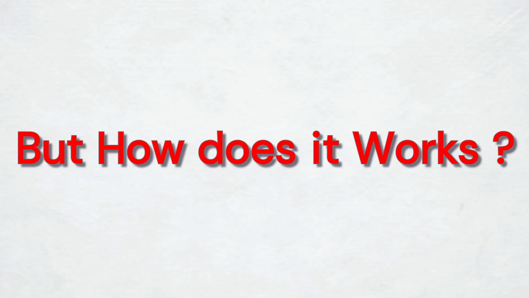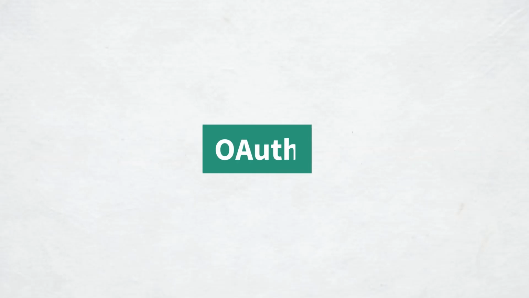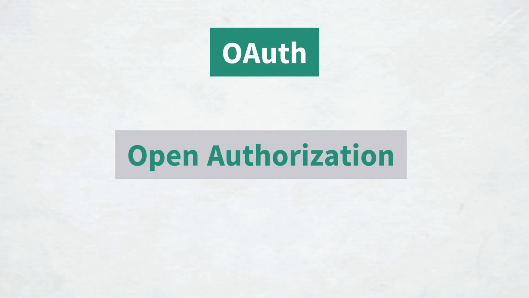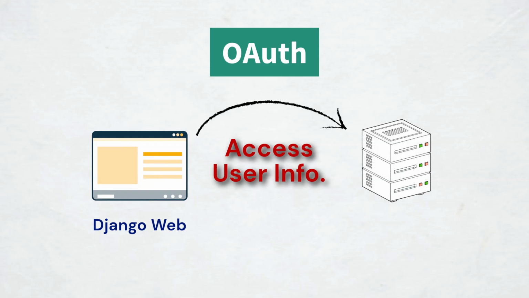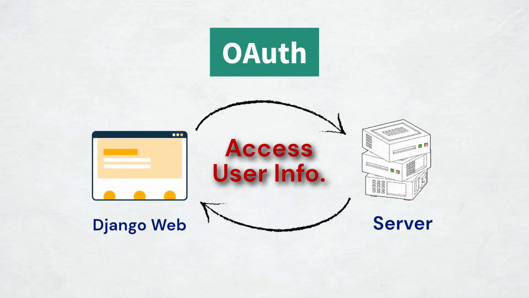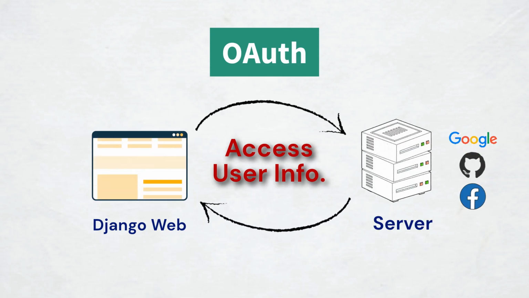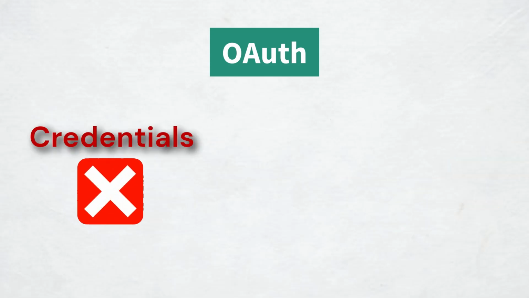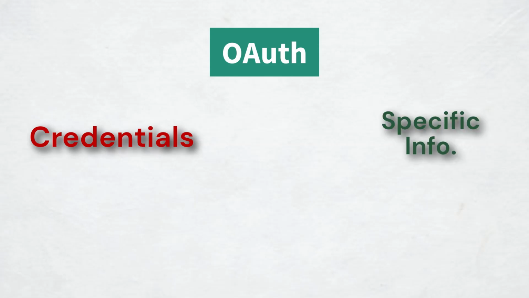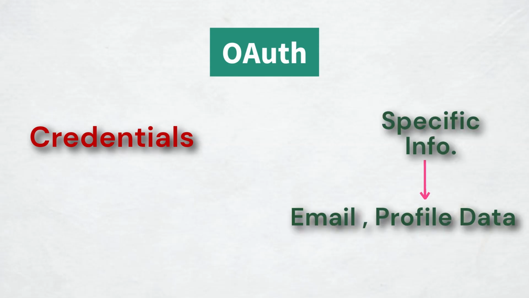To understand social login, it's essential to know about OAuth, the protocol that makes it possible. OAuth stands for Open Authorization. It's a secure framework that allows a third-party website like our Django website to access a user's information from other servers such as Google, GitHub, Facebook, etc. without exposing the user's password. Instead of sharing their credentials, users authorize the service to share specific information like their email address and profile data with your website.